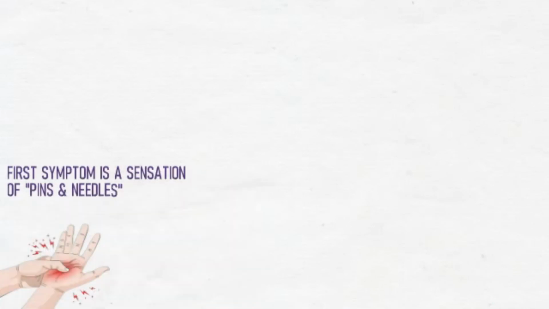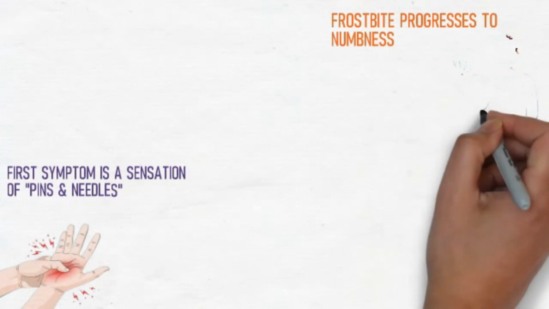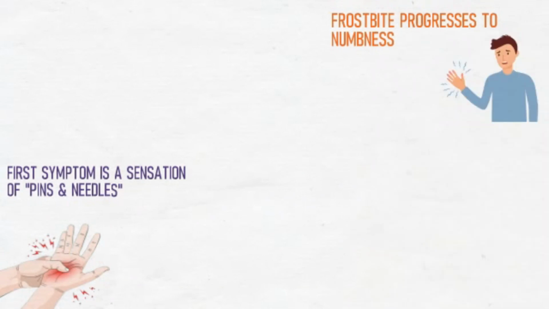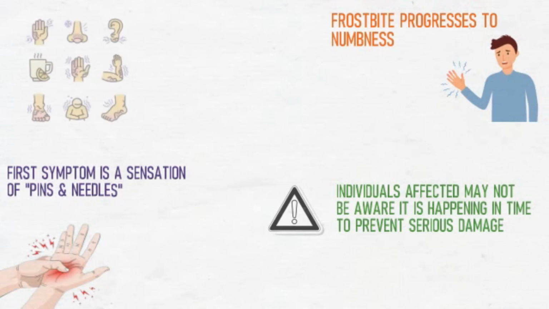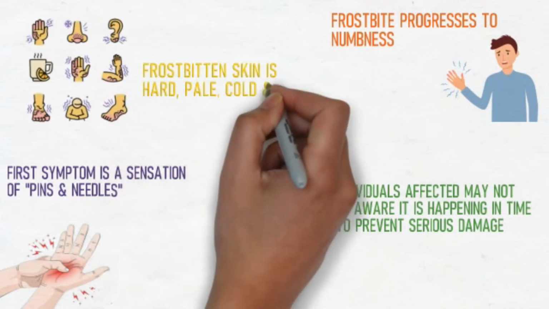Frostbite can be deceptive. While the first symptom is a sensation of pins and needles, frostbite progresses to numbness. And because it causes numbness rather than pain, individuals affected may not be aware it is happening in time to prevent serious damage. Frostbitten skin is hard, pale, cold, and has no feeling.